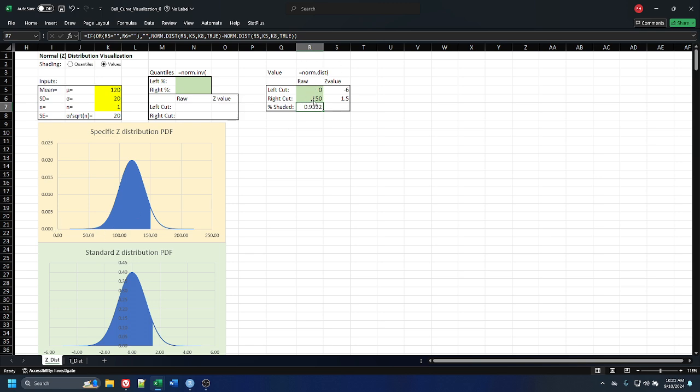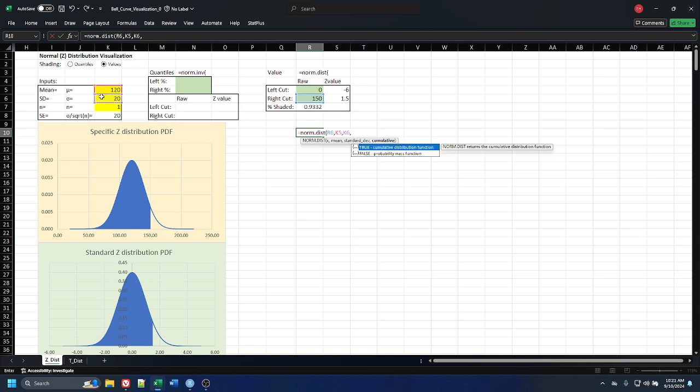This graphic gives you the area between two points, but norm.dist used on its own goes from a point all the way to negative infinity, going towards the left. Let's see what happens when we do this. If I say equals norm.dist, and my right cut here is 150, it then asks me for the mean and standard deviation. So I'm going to put the mean at 120 and the standard deviation at 20.